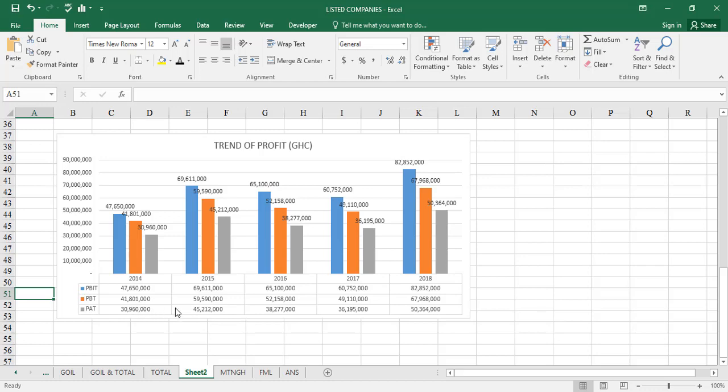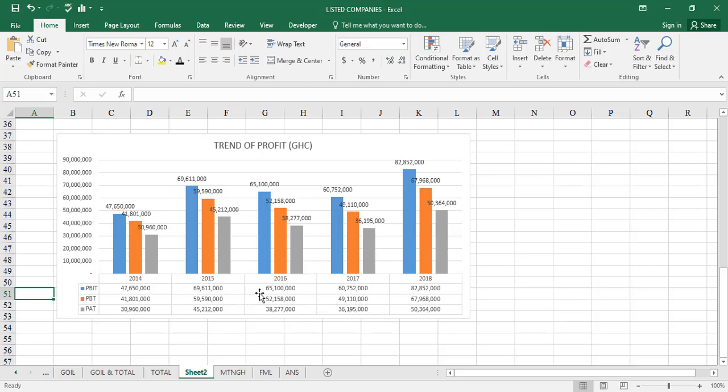And it has been on the increase, from 41.8 million Ghana cedis, that's the profit before tax, in 2014 through to 67.9 million Ghana cedis in 2018. So over the years you realize that their PBIT has also been on the increase, but they've only added about 20 million Ghana cedis to their profit before tax.